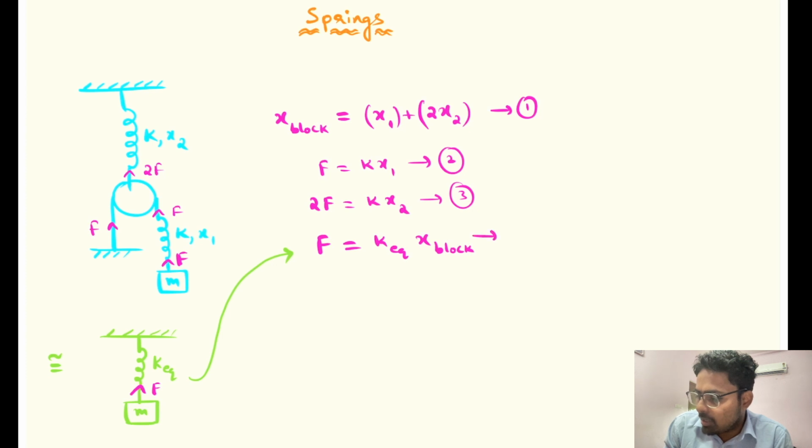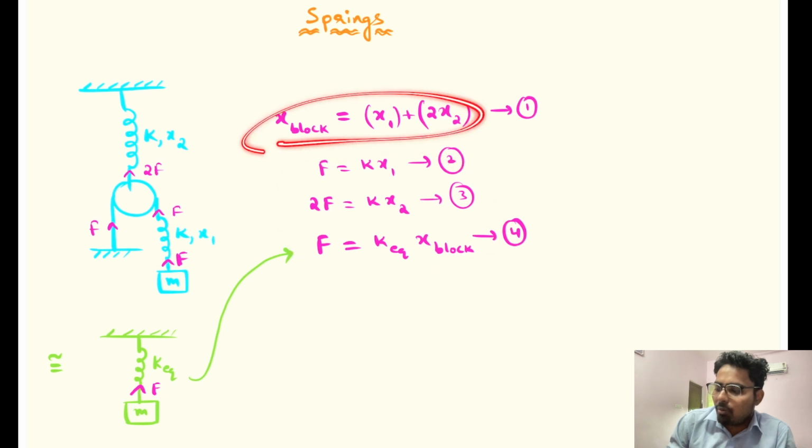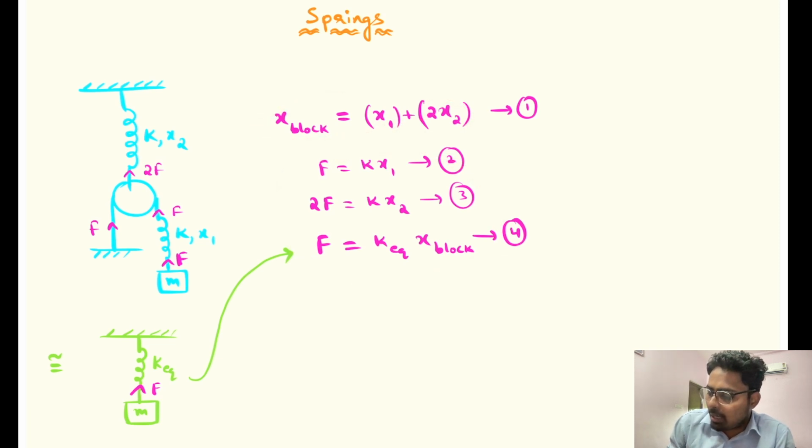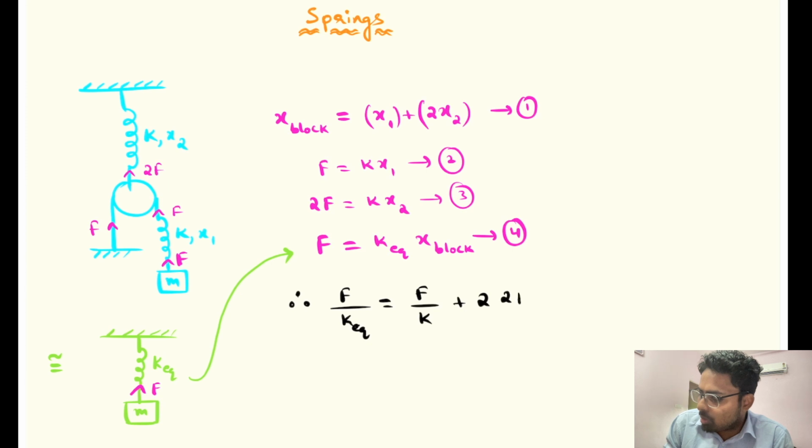Why? Because as I said, it should get the same results. Now just by using all these things, let us substitute everything in terms of F and K. So x block can be written as, therefore, I am just substituting everything over there. So F by K equivalent is equal to x1, which is F by K, plus 2 times x2, which is 2F by K. So this is what we have got.